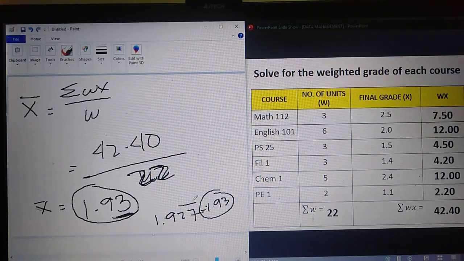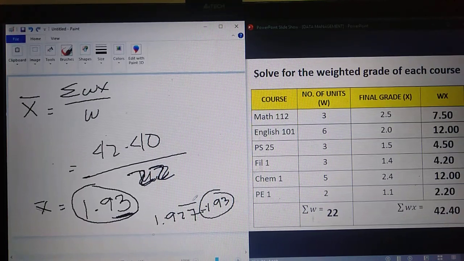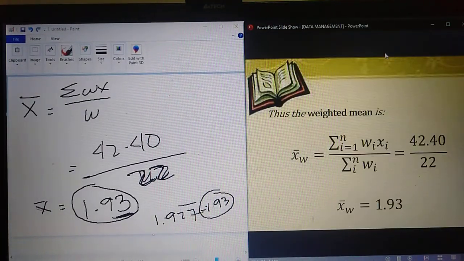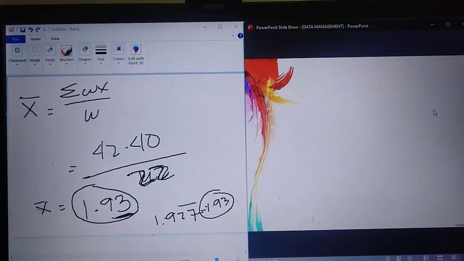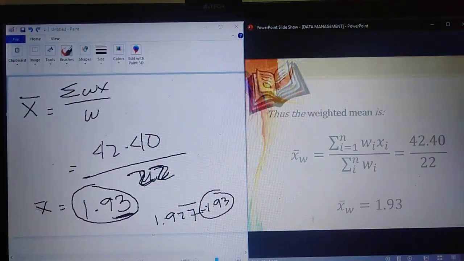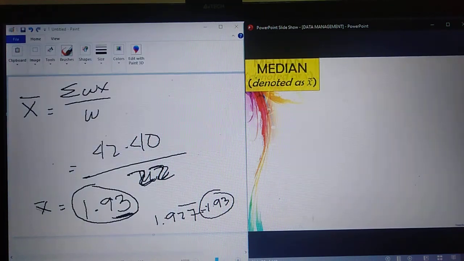Kapag yan yung grade mo, may pag-asa kang makakuha ng honors, pero depende kung ano yung mga requirements in applying for some academic scholarship or mga list sa school. Okay, so that is the process on how to get the weighted mean. So next, yung sagot kanina, 1.93. So tama yung sagot natin. Next, we have the median.